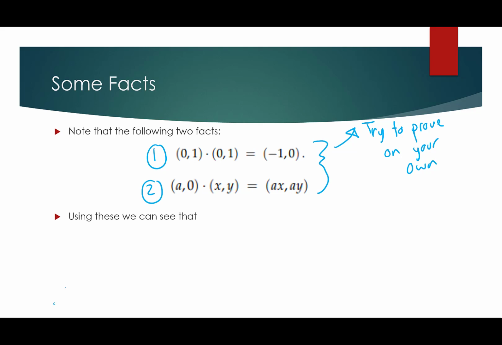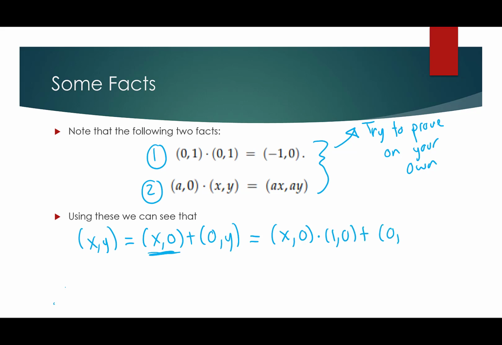Now using number 2 here, we actually can break up any complex number in the following way. Given any complex number x comma y, I can always break this up. This is just using straight up vector addition, nothing too complicated here: x comma 0 plus 0 comma y. Nothing too strange about that. In fact, what we can also do is write our first component here as x comma 0 times 1 comma 0. That is using number 2 there.